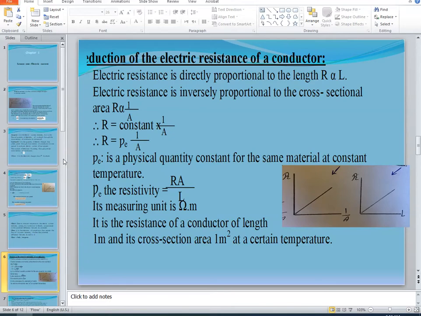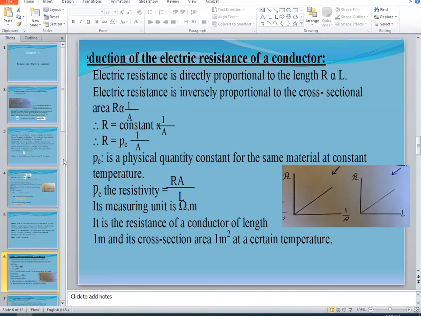Take care of this question. R doesn't depend on V and doesn't depend on I. Due to V over I equal constant value, R here constant, so you can't tell me that R equal V over I. So due to R equal constant value here in this part. Okay, so still the question standing.